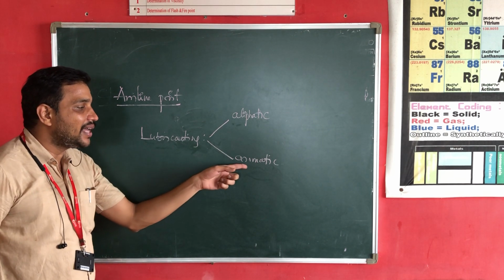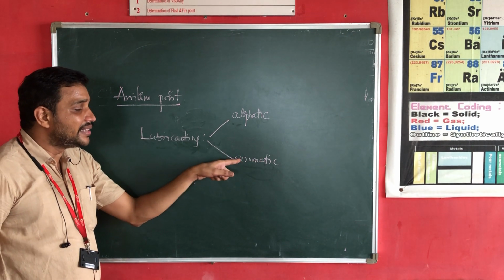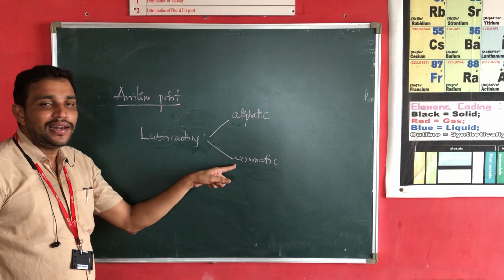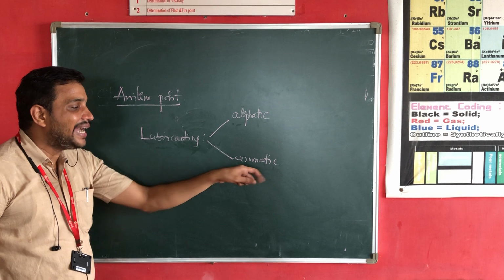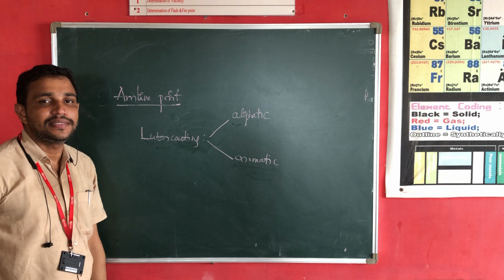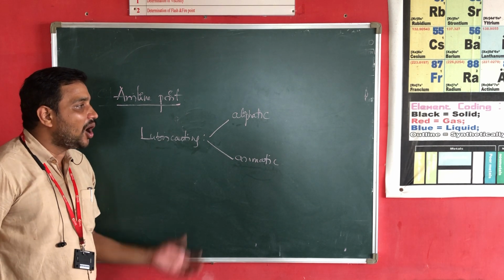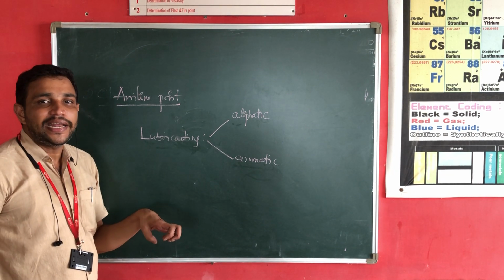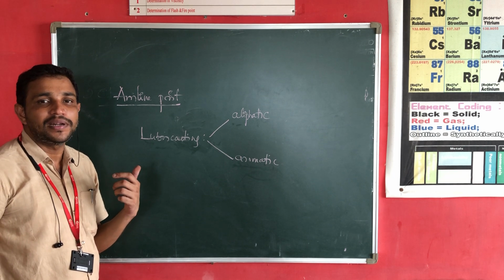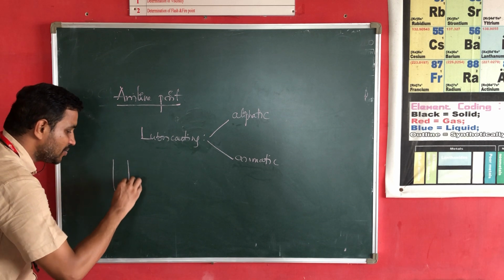Why? Because if the lubricating oil contains aromatic hydrocarbons, then the lubricating oil may have a high tendency to dissolve the rubber sealings or rubber lids. Right, guys? So, how do we know whether the lubricating oil is rich in aromatic hydrocarbon or aliphatic hydrocarbon? Okay? Now, take a test tube.